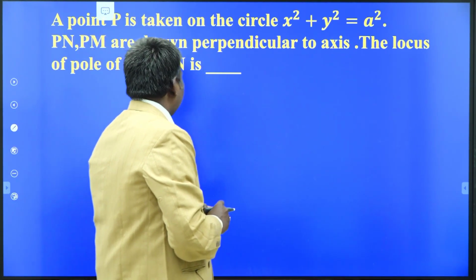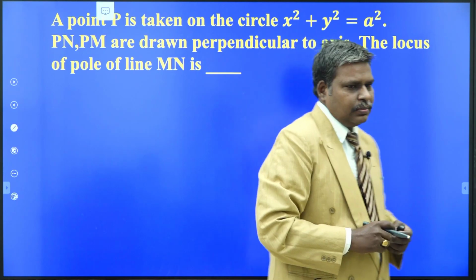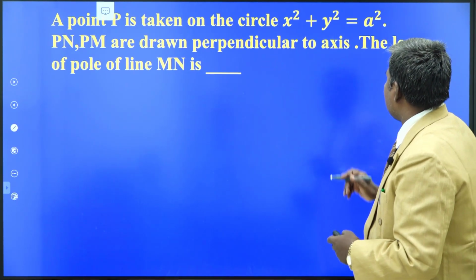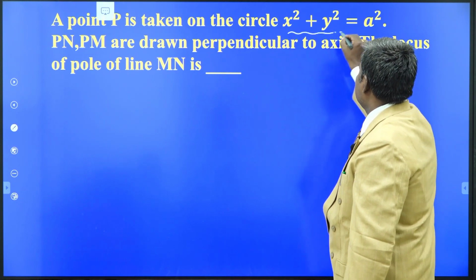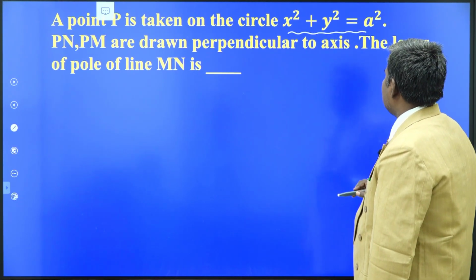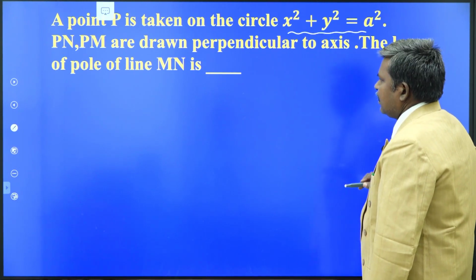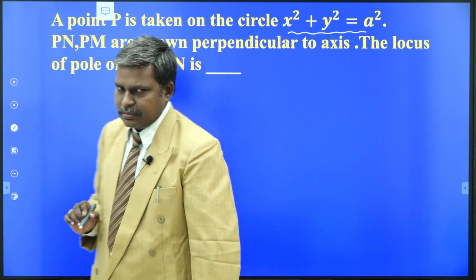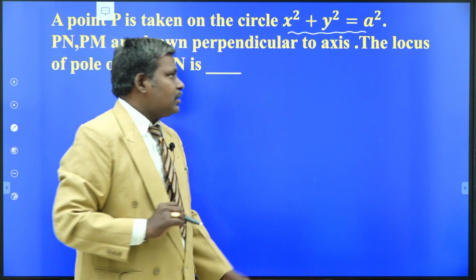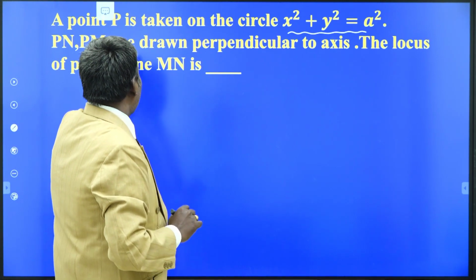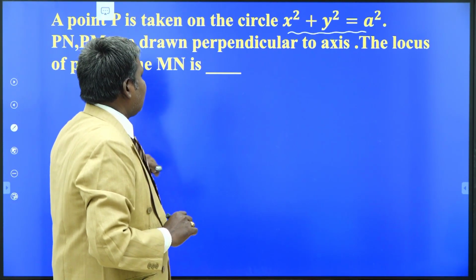See here, this is the question. A point P is taken on the circle x square plus y square equal to a square. PN and PM are drawn perpendicular to the axis. Then the locus of the pole of line MN is what? Why is the line MN varying? Because the point P is taken on the circle.